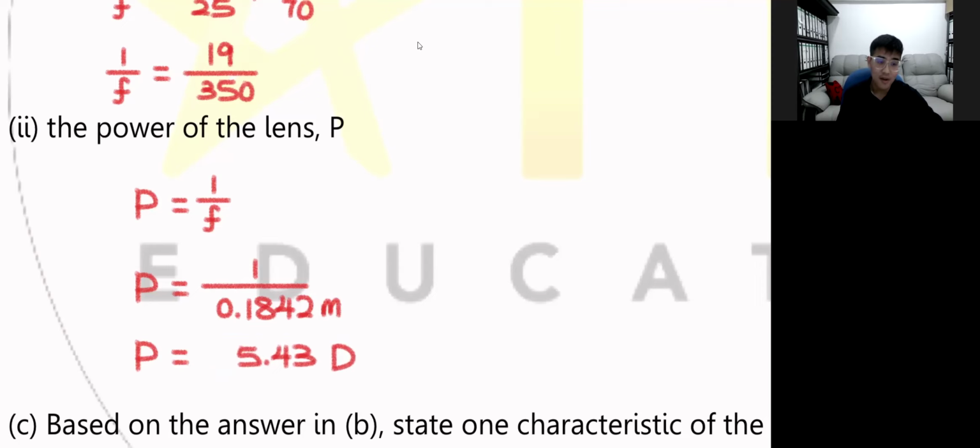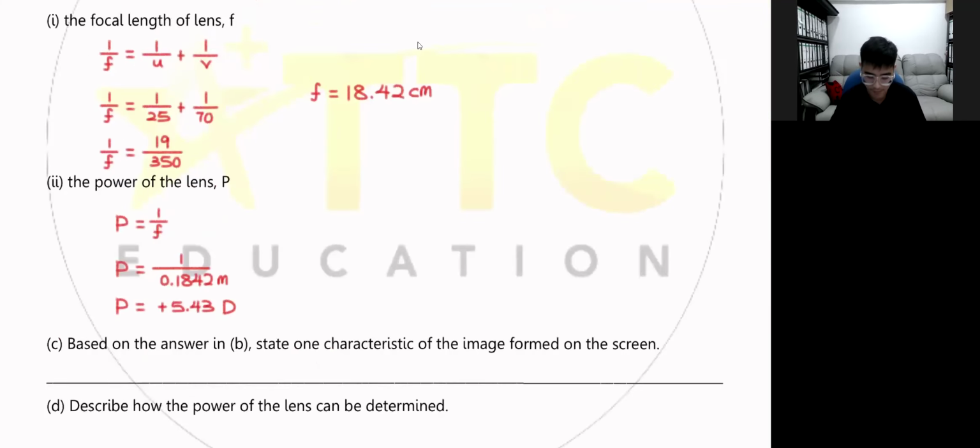Remember that I also told you, power is a very special thing. Even if you get a positive value, you also have to write a positive sign. Power of lens is the only thing in Form 4 and Form 5, the whole physics syllabus, where you have to put a positive sign in front of a positive value. So that one you have to remember.